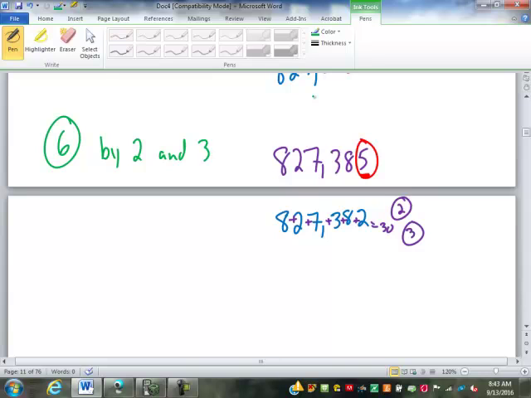Now again, that one's not horribly useful because if you've got to worry about 2 and 3, just divide by 2 and then divide by 3. It's done.